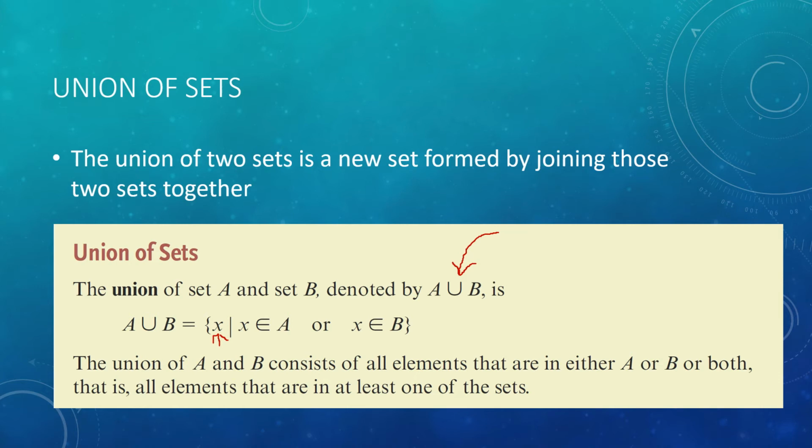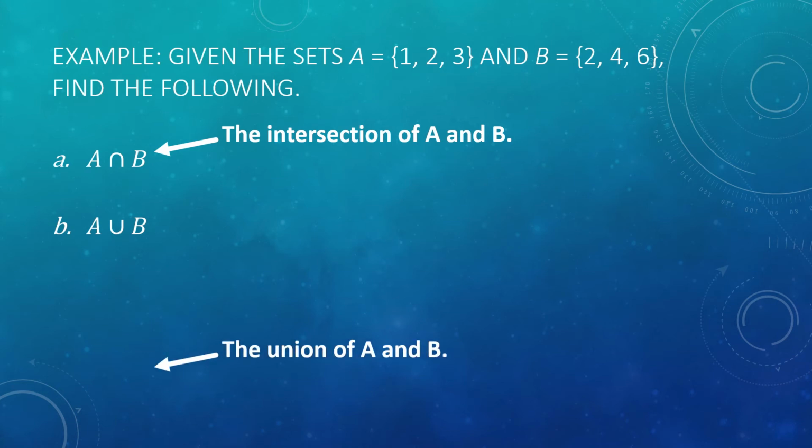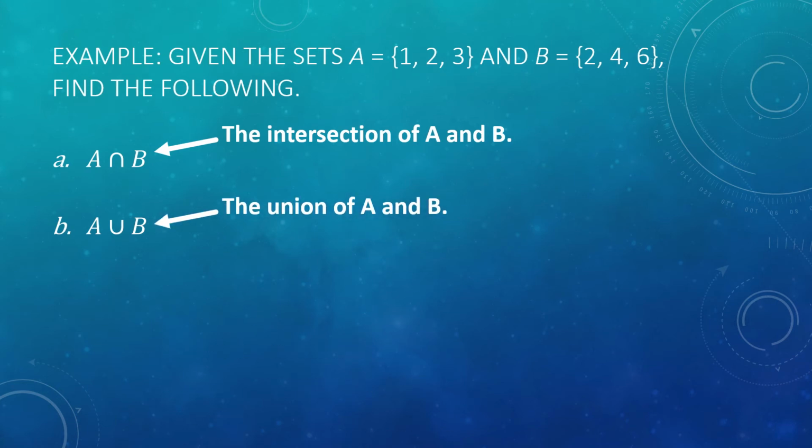Let's look at an example. I like this example a lot more than the Batman example that we did before, just because this is what your examples are going to look like on the homework. It says, given the sets, A is the set 1, 2, 3, and B is the set 2, 4, 6, find the following. In part A, we have the intersection of A and B, and in part B, we have the union of A and B.